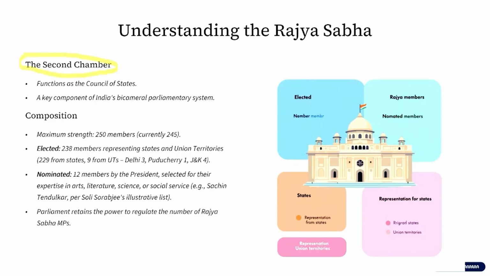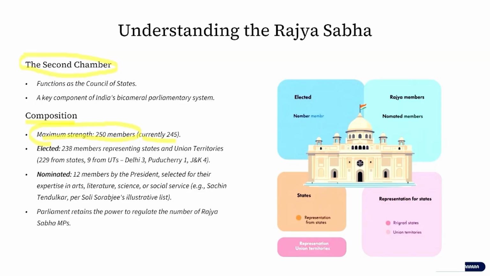Now, coming to the composition of Rajya Sabha. What is this composition? The maximum strength of this Rajya Sabha is 250 members. That is, the members of Rajya Sabha cannot be more than 250. And what is the current strength? The current strength of Rajya Sabha is 245. Now, let us keep 250 in mind and try to divide how this 250 is formed.